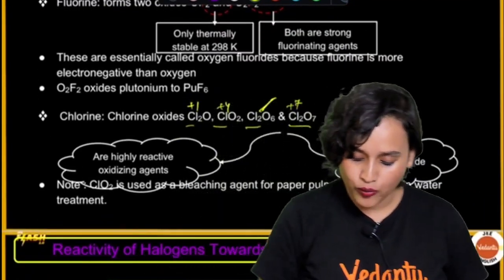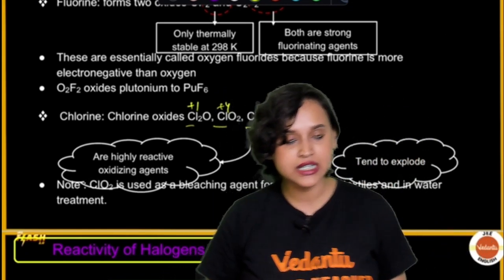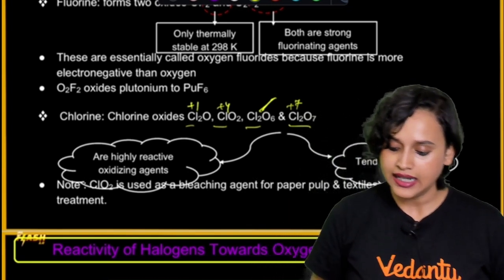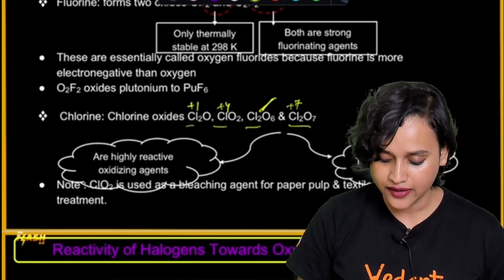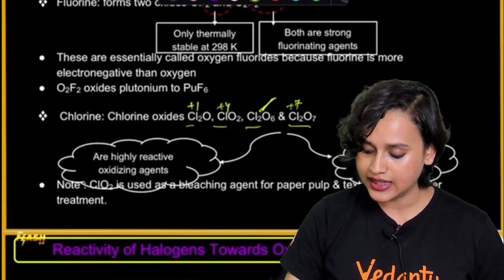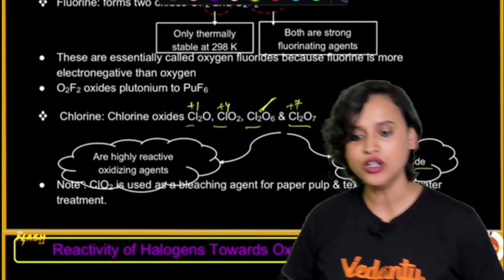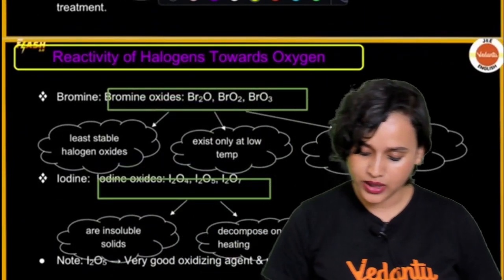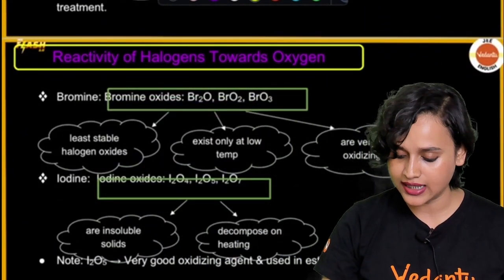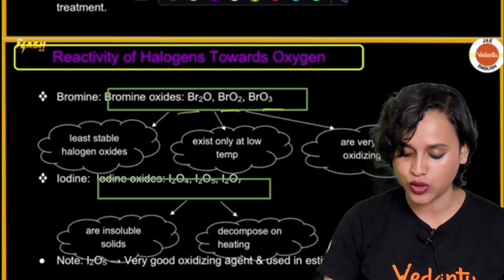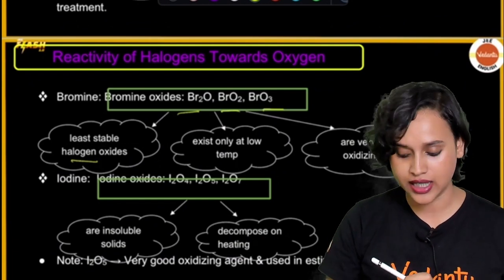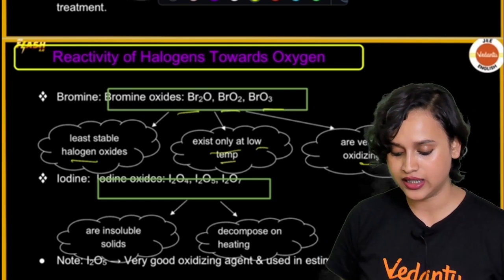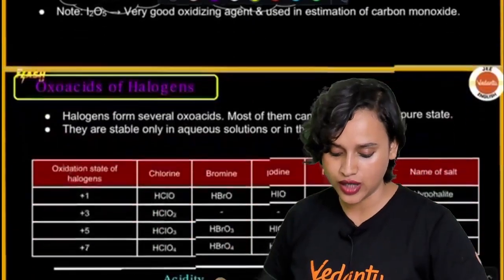Now we know that ClO2 is used as a bleaching agent for paper pulp and textiles and in water treatment. These are highly reactive oxidizing agents, and they tend to explode. Reactivity towards halogen, continuing. Bromine oxides like Br2O, BrO2 and BrO3, what are they? They are the least stable halogen oxides. They exist only at low temperature and they are very powerful oxidizing agents. Just read through them. That's it. You don't have to do much.